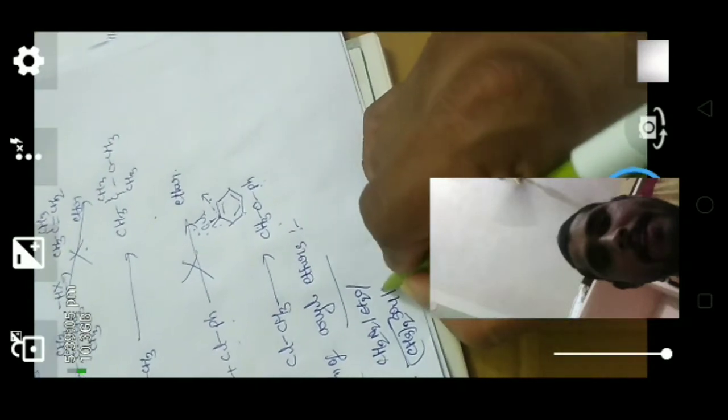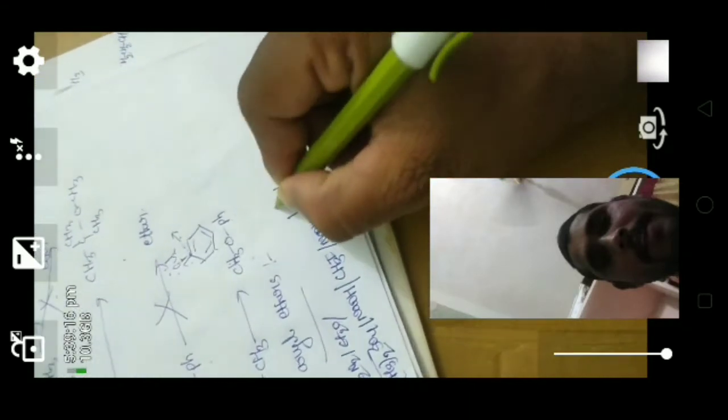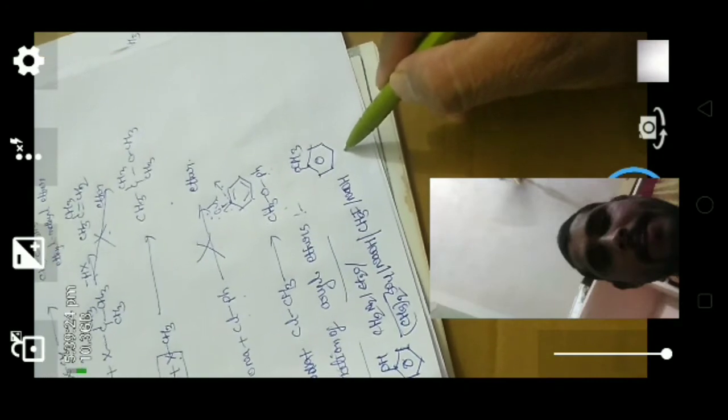Here phenol, when we react with diazomethane in the presence of diethyl ether or dimethyl sulfoxide in the presence of strong base, that is sodium hydroxide, or methyl iodide in the presence of sodium hydroxide, gives anisole. This is an alkyl aryl ether.